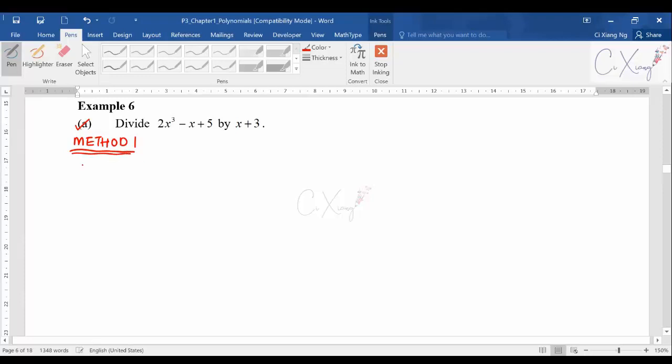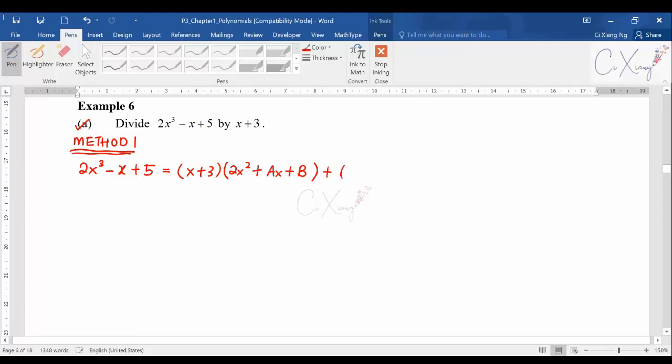For method number 1, first I need to write the polynomial, which is 2x to the power 3 minus x plus 5, and it equals the divisor, which is x plus 3. Now you want to write out your quotient. Again, decide the first term of your quotient first. x multiplied by something to get 2x to the power 3, so the something should be 2x squared. Once you know that you start from 2x squared, the next term will be x to the power 1, which is ax. You have to continue until x to the power 0, so the next one is b.